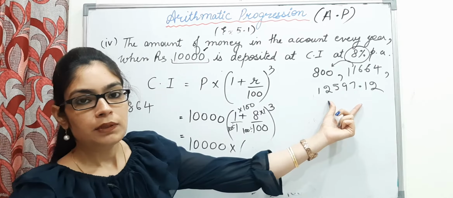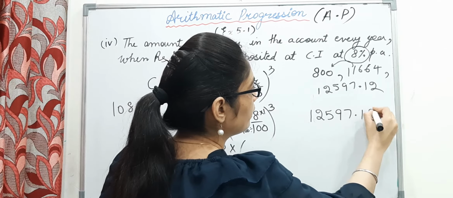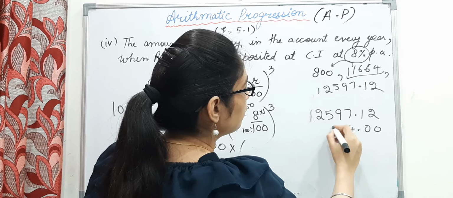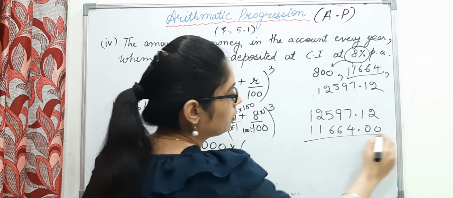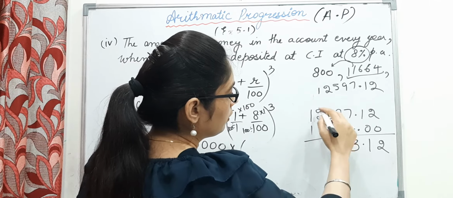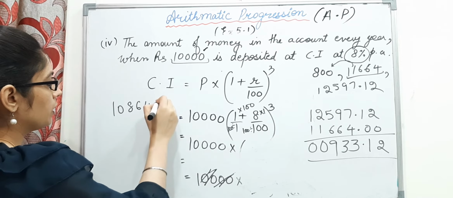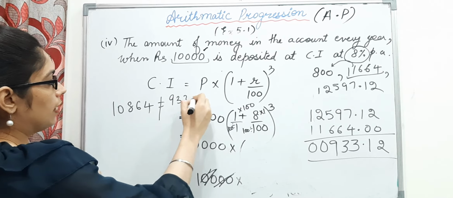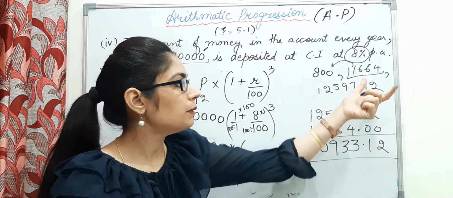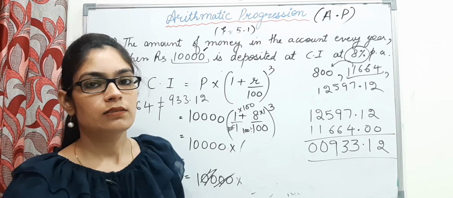Other difference will be this term, third term minus second term. So, third term is 12597.12. Here decimal is not there. So, we can write decimal once this digit it's getting finished. So, it is 1, 2, 7 minus 4, 3, 3. So, it is 933.12, which is not equals to our first common difference. See, the common difference is not same between these two terms and between these two, which means if the common difference is not same, that the given sequence is not an AP.